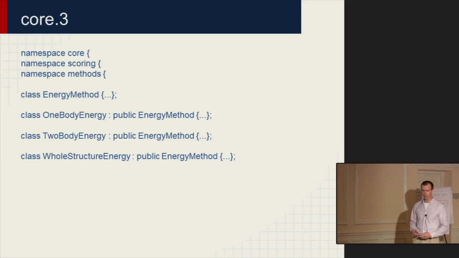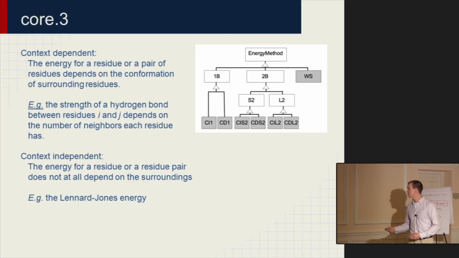Okay, so what I did want to get into, though, is the energy method class hierarchy. So the base class is class energy method, and then from that there are 3 derived classes. There's a one-body energy, a two-body energy, and a whole structure energy. And so these classes are responsible for calculating the kinds of terms that you would expect based on their names. So here's energy method up here. Here's a one-body energy method, a two-body energy method, and a whole structure energy method.